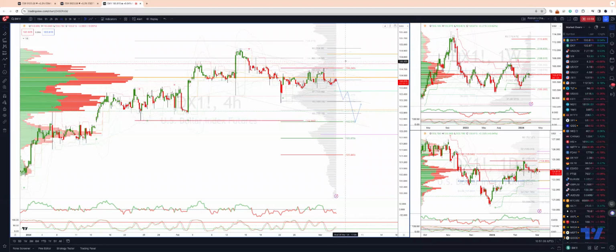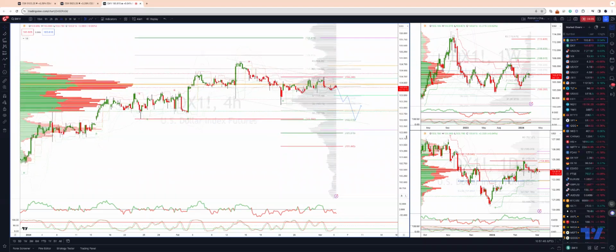If, however, we get a close back through the value area high here, 104.40s, 104.50s, then the focus will once again shift to a test of 105.80s, which coincides with monthly projected range resistance for the dollar index.